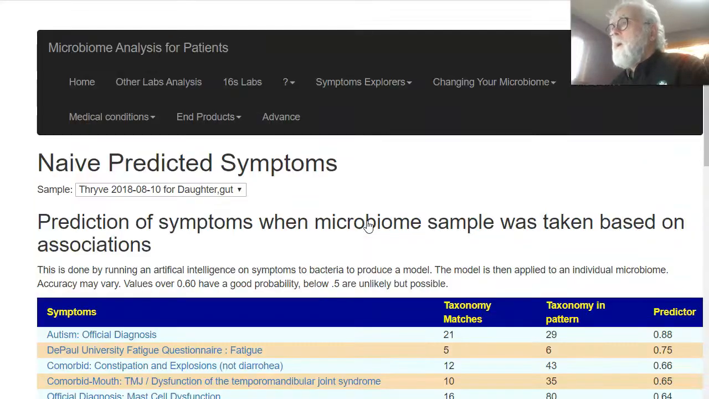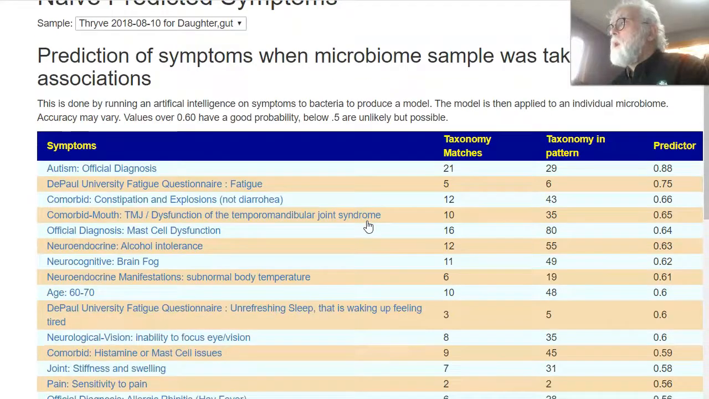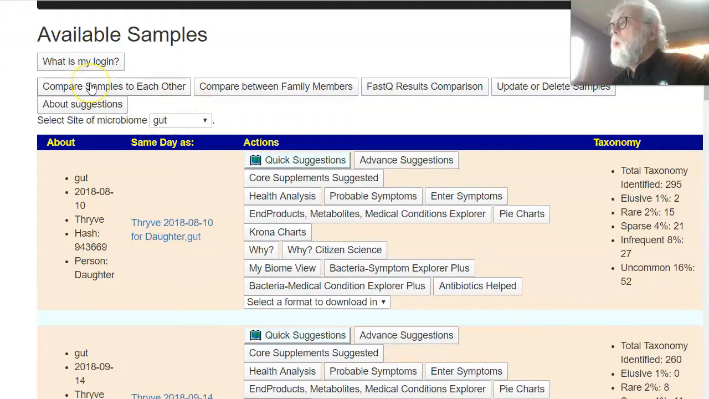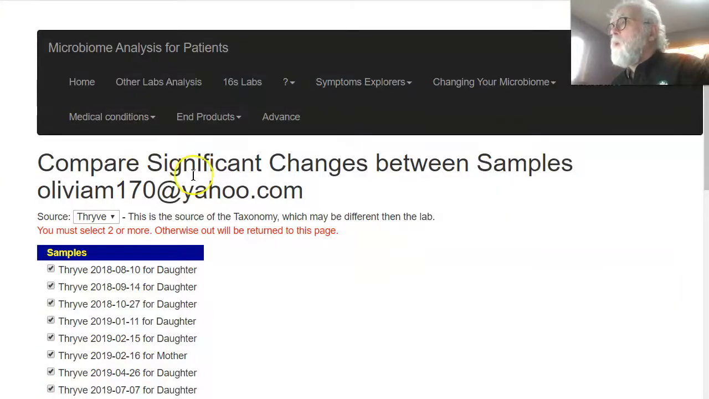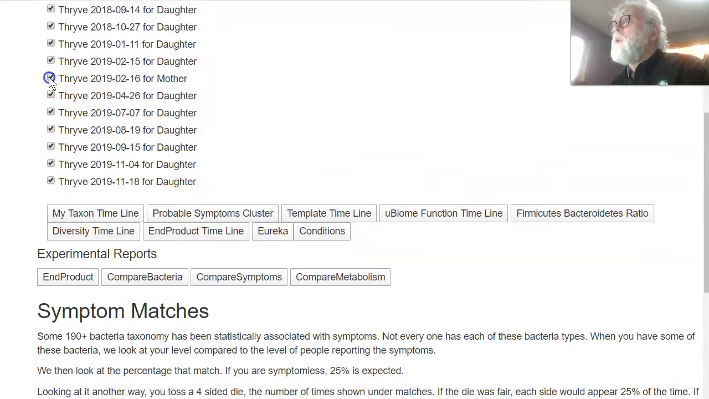So if I click that, you can see what the symptoms are. You see how many patterns, how many different bacteria in the symptoms, how many matches, and a predictor estimate of how reliable it is. Usually about 0.6 reliability starts becoming real fuzzy. Once you get up to 0.65 and above, usually things are pretty good for having a high reliability in predictions.